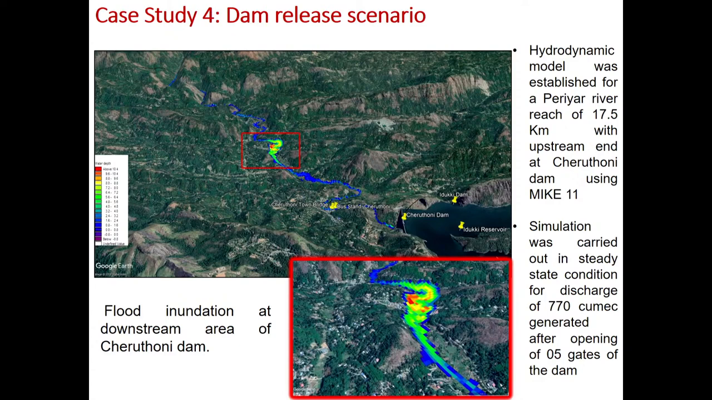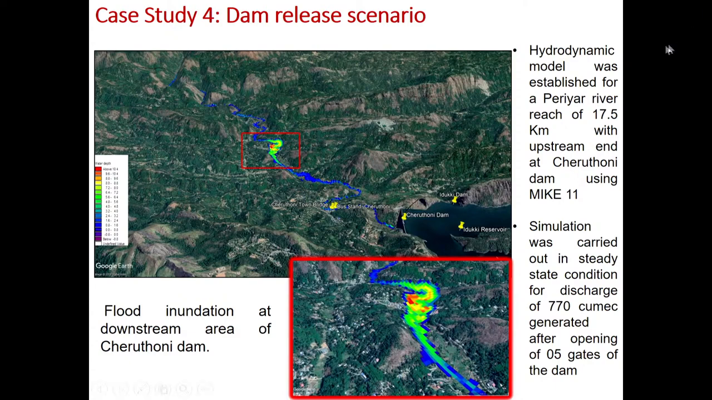So during that time, we knew that the gates of this particular Cherudheni dam were open, around 5 gates, and the discharge was around 770 meter cube per second. So what we wanted to see is what is the impact that has happened because of the opening of this particular Cherudheni dam, and which village got affected more. That we tried to assess using this particular case study.